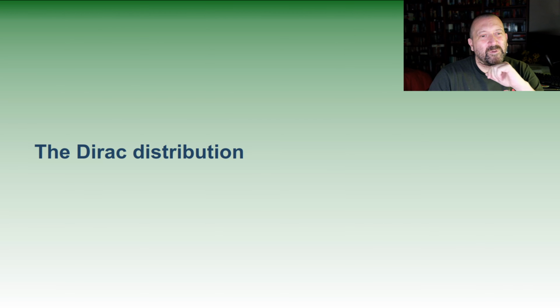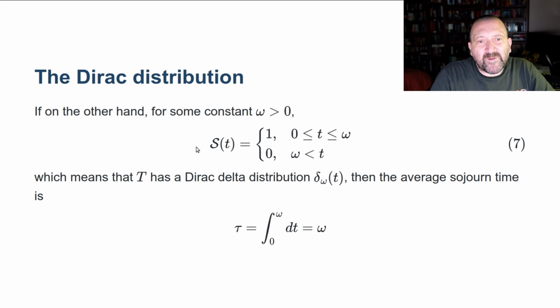Another extreme that I'm going to be discussing is the Dirac distribution. Let me approach the problem this way. Suppose that I have a survival function for some random variable that is defined the following way. Survival is 1, so with probability 1 you survive for the interval of time between 0 and omega, some positive omega. And then for t larger than omega, your survival becomes 0.